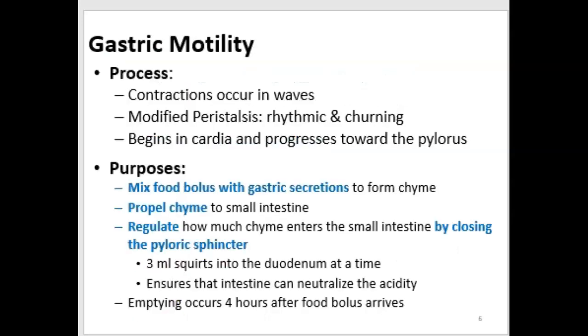Okay, let's talk a little bit about the function of motility, gastric motility. Contractions in the stomach occur in waves, and I mentioned that it's a modified peristalsis, and that's because it does have this rhythmic process where a contraction begins in the cardia or the cardiac region and progresses towards the pylorus.